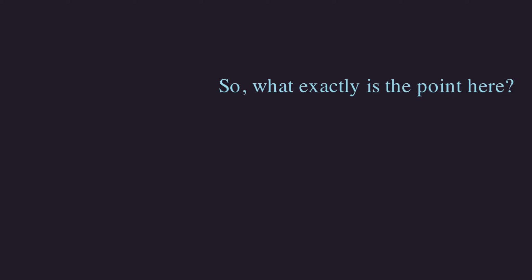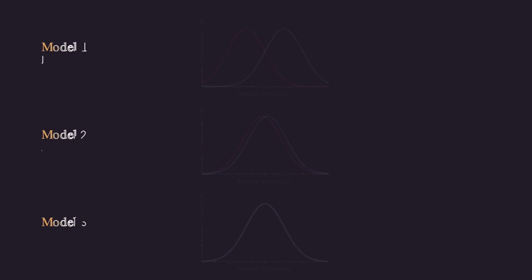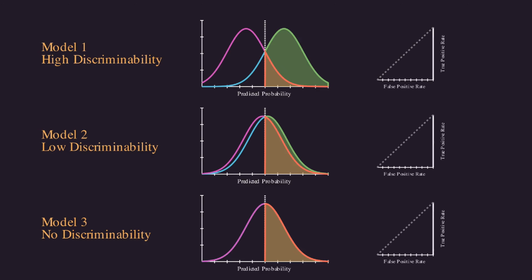Okay, that's all great, but why again should we even care about ROC curves? Well, the simple answer is that the area under the curve tells us how good our model is at finding the distinction between two states. In fact, let's take a look at three different models with varying separations between states. This is also known as discriminability.